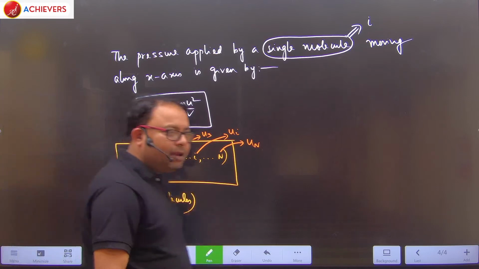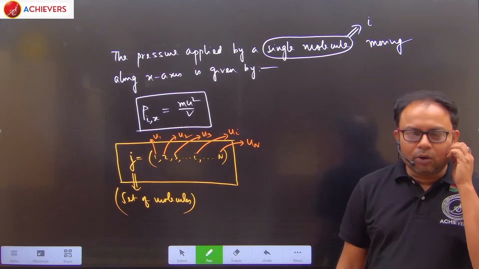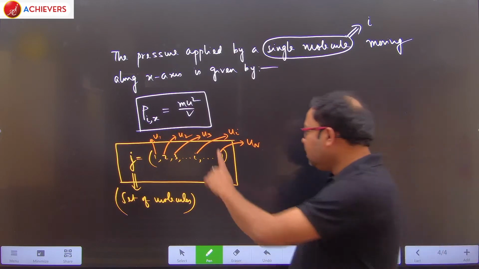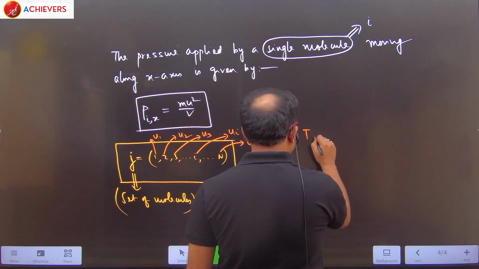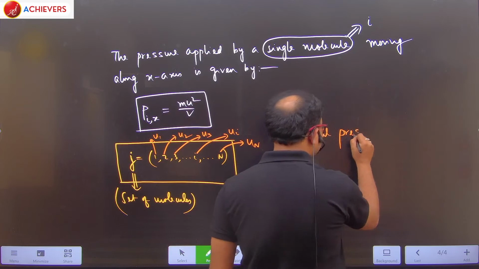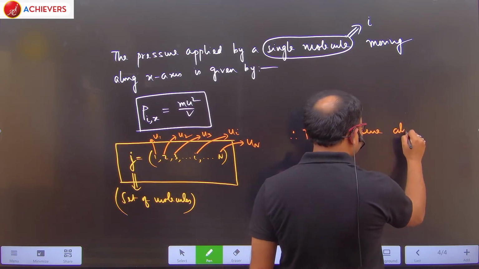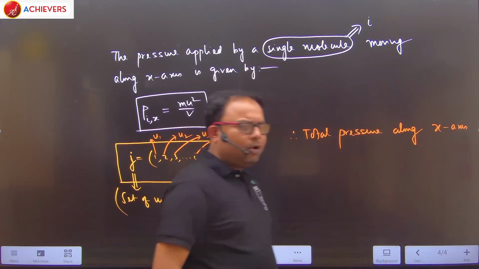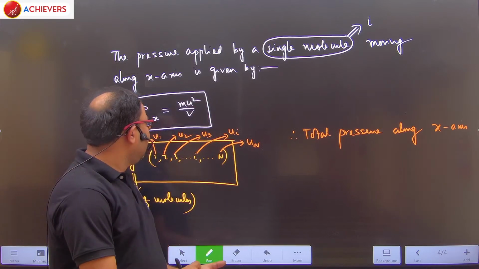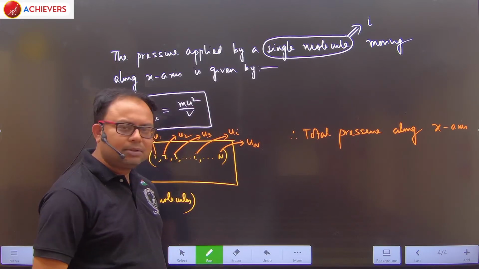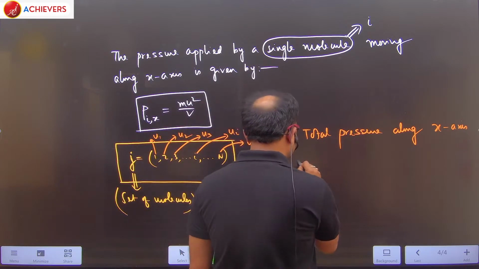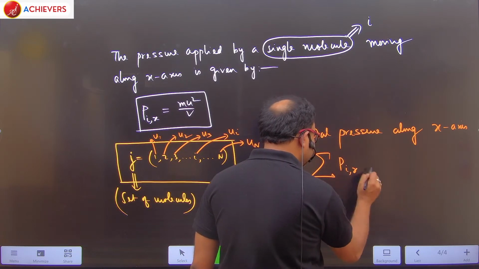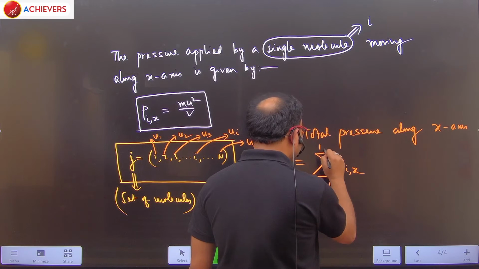So what should be the total pressure along the x-axis? Therefore, the total pressure along the x-axis is equal to the summation over Pix, where i runs from 1 to n.